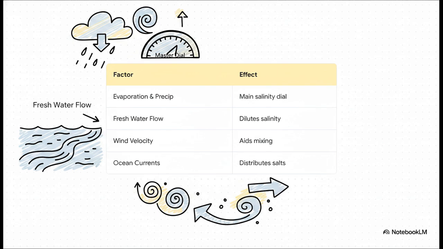If more water evaporates than falls as rain, the ocean gets saltier. Simple as that. But this is carefully balanced by the amount of fresh water flowing in from rivers, the wind velocity, and again, those massive ocean currents mixing it all together.